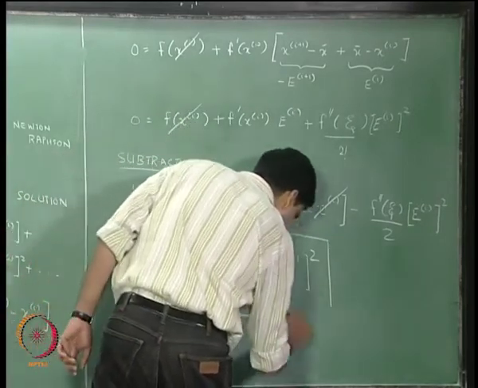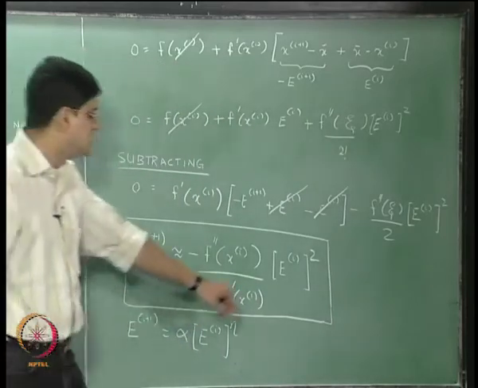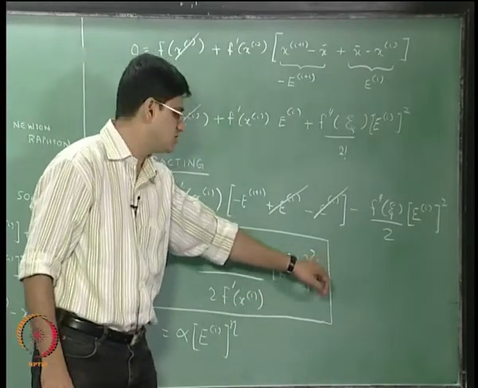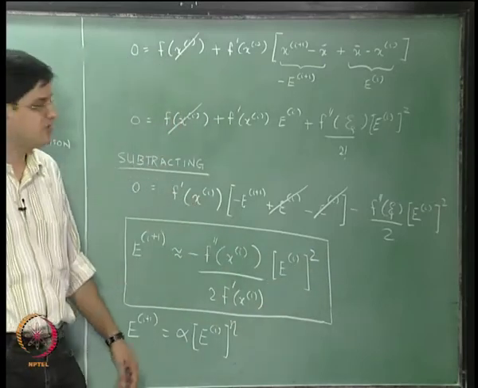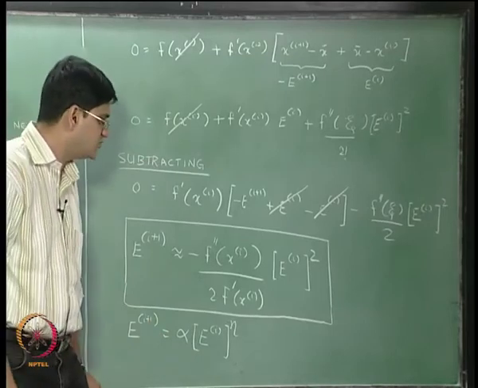Now one of the reasons for popularity of Newton-Raphson's is that you will see that the rate of convergence is much faster in Newton-Raphson's compared to the rate of convergence in the fixed point iteration.